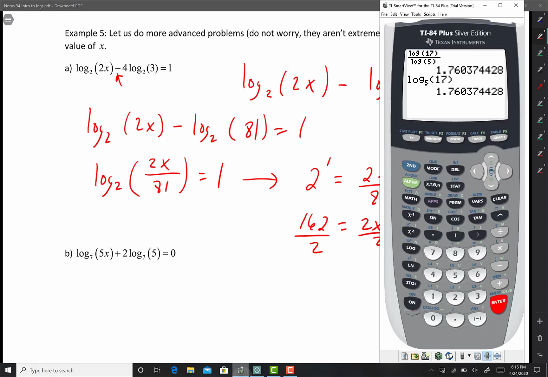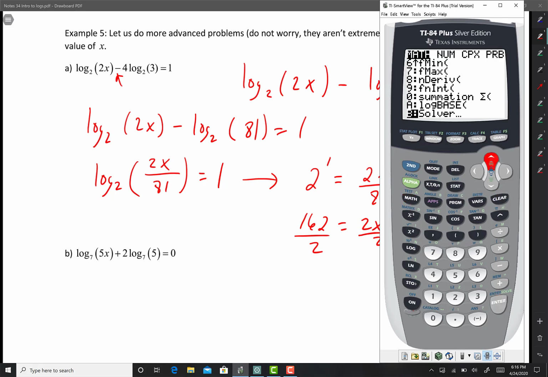Let's see if x really does equal 81. I'm going to go math, and it was at the very bottom, log base 2 of 2 times 81, and then get out of there. Minus 4 log, math, log base 2 of 3. I'm going to push enter, and it better be 1. And there it is, guys. It works. All right, let's do one more.